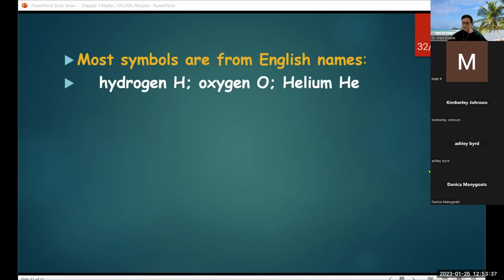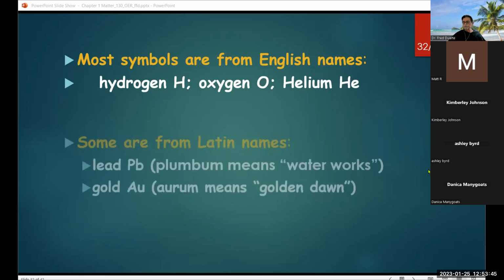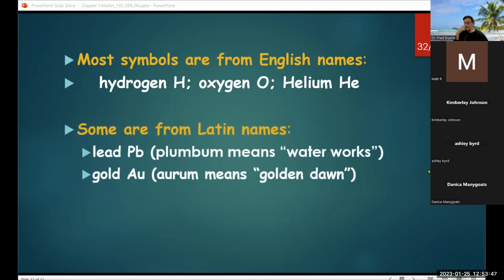Now, most of the symbols do have English names. For example, H for hydrogen, as I mentioned, O for oxygen, He for helium. There are some where the symbol comes from the Latin name. So Pb is lead. It comes from the Latin word plumbum, which means waterworks, and Au is gold, coming from the Latin term aureum, meaning the golden dawn.